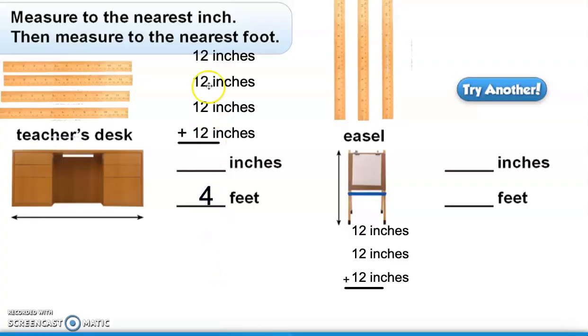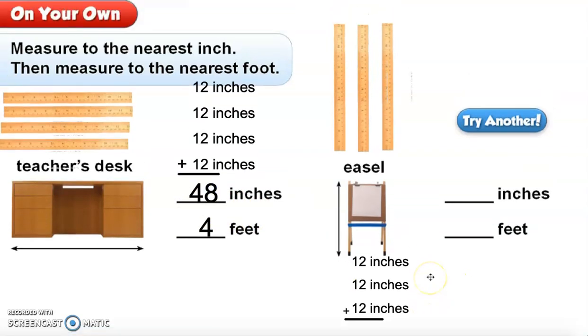And now for the inches, I then add 12 to itself 4 times. So 2 plus 2 is 4, 4 plus 2 is 6, 6 plus 2 is 8, and then 1, 2, 3, 4. So my desk is also 48 inches long.